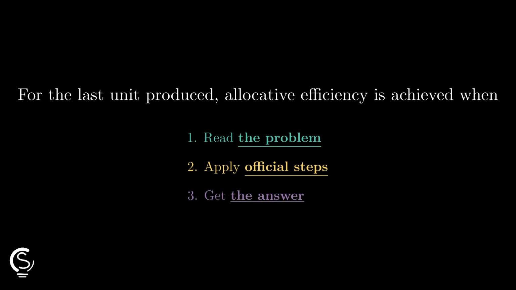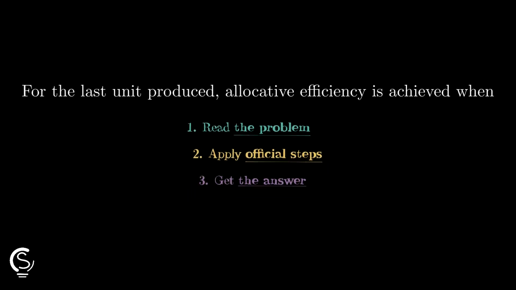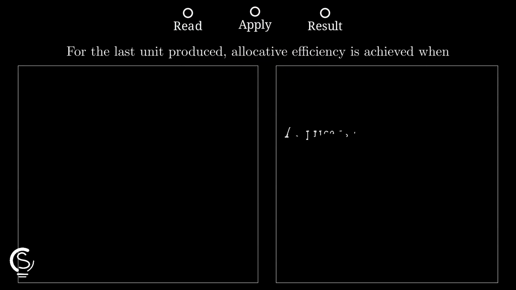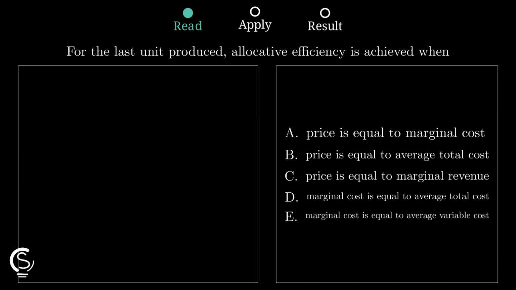Allocative efficiency questions are quick once you lock the definition, because we only need the condition for the last unit produced, then the right choice. Allocative efficiency means society gets the amount where the value consumers place on the last unit matches the resource cost of making it.